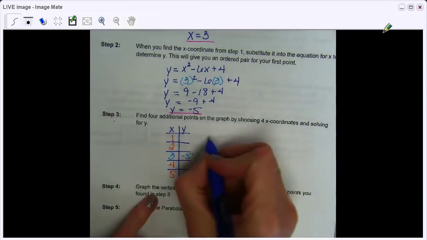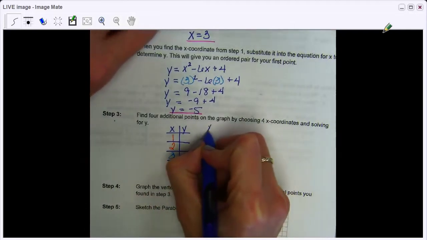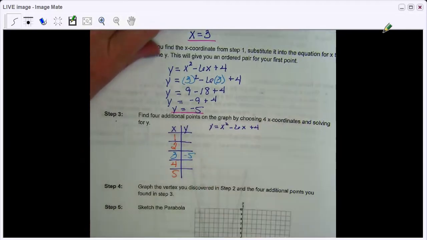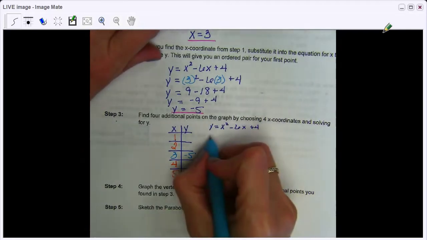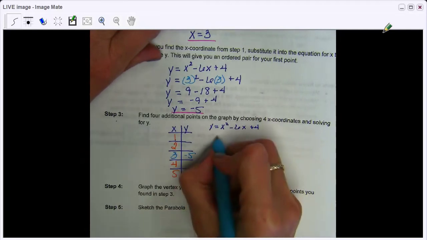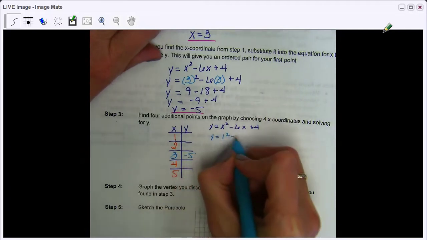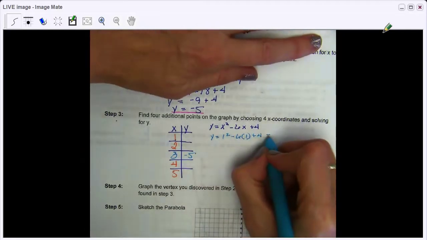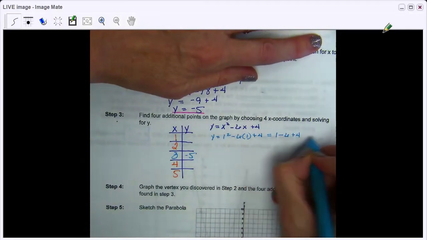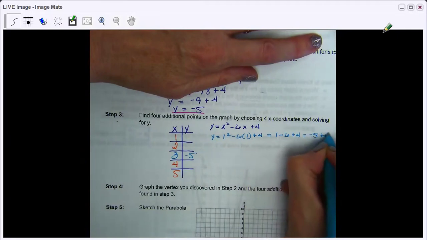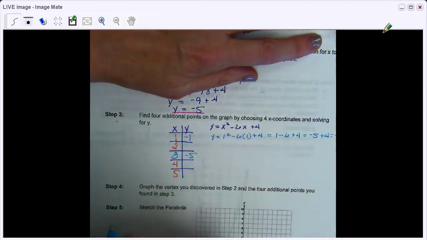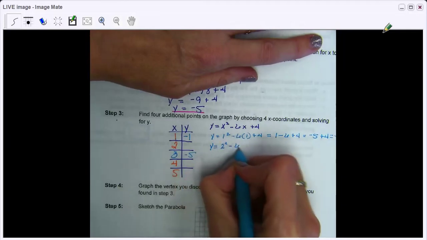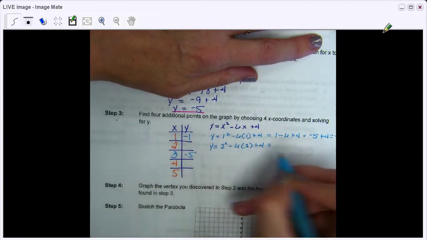All right. So I'm going to start solving. My equation is y equals x squared minus 6x plus 4. I'm going to solve each of these for my ordered pairs. So I have y equals 1 squared minus 6 times 1 plus 4. Are there any questions so far?